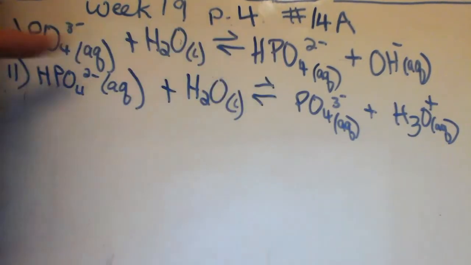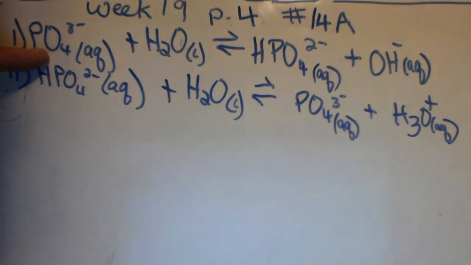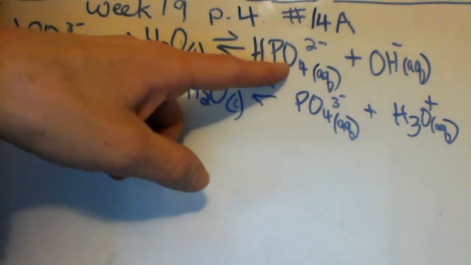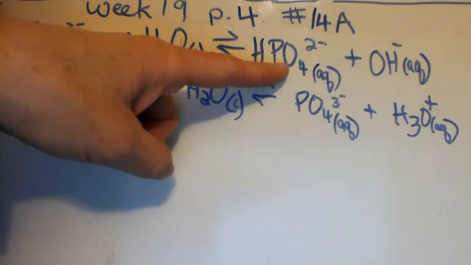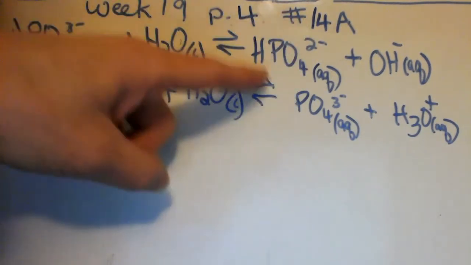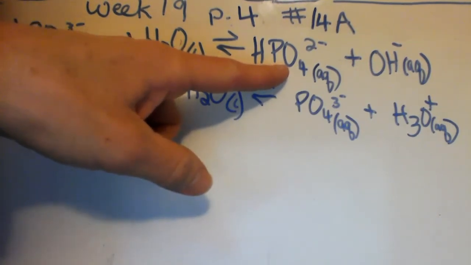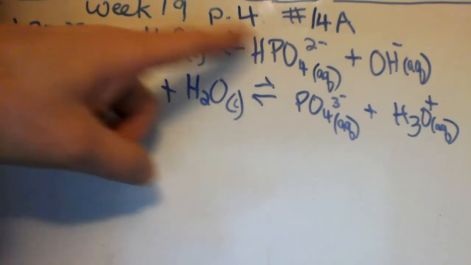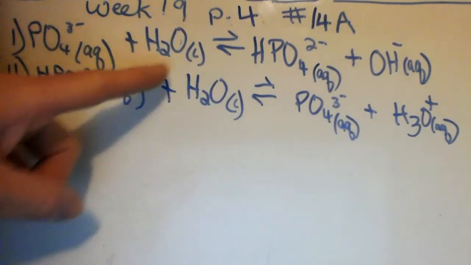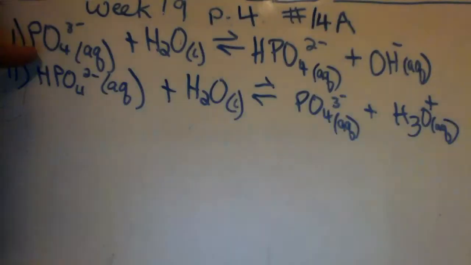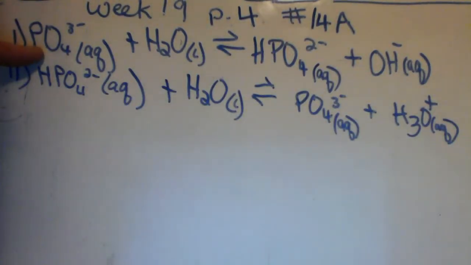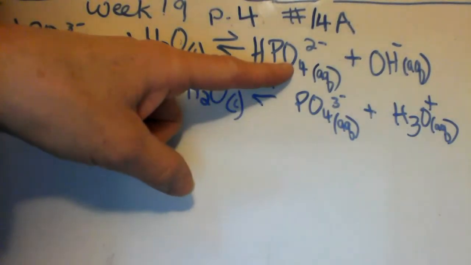So we see that the base becomes an acid when it does its job of accepting a hydrogen ion, and the acid, the conjugate acid of that base, now is able to go in the reverse direction and give back a hydrogen ion so that water will be water and it will turn back into phosphate ion, which is a base. So this is the conjugate base and this is the conjugate acid.